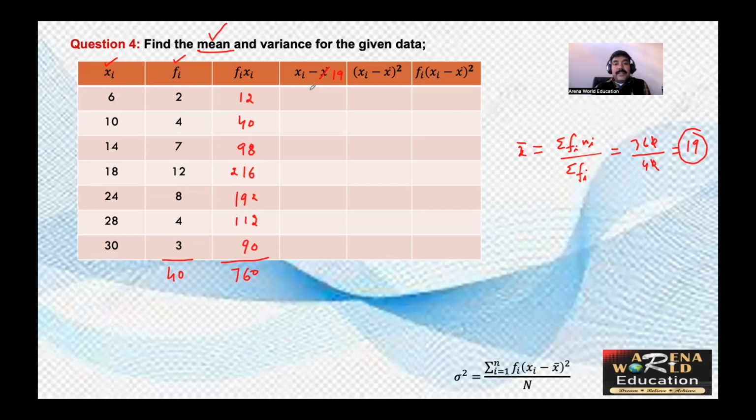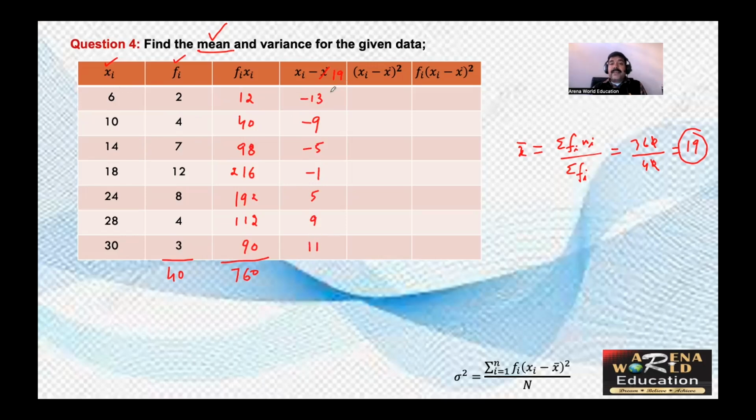So 6 minus 19 is minus 13. 10 minus 19 is minus 9. 14 minus 19 is minus 5. 18 minus 19 is minus 1. Then 24 minus 19 will be positive 5. And 28 minus 19 is 9. And 30 minus 19 is positive 11.